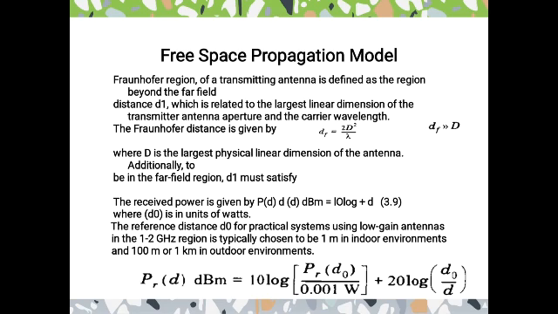The received power Pr(d) in dBm is equal to 10 log Pr(d0) divided by 0.001 W plus 20 log d0 by d.